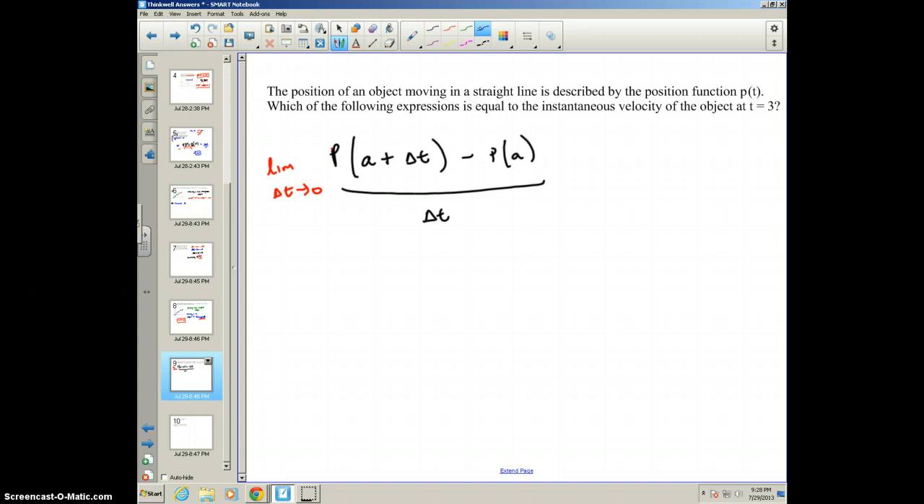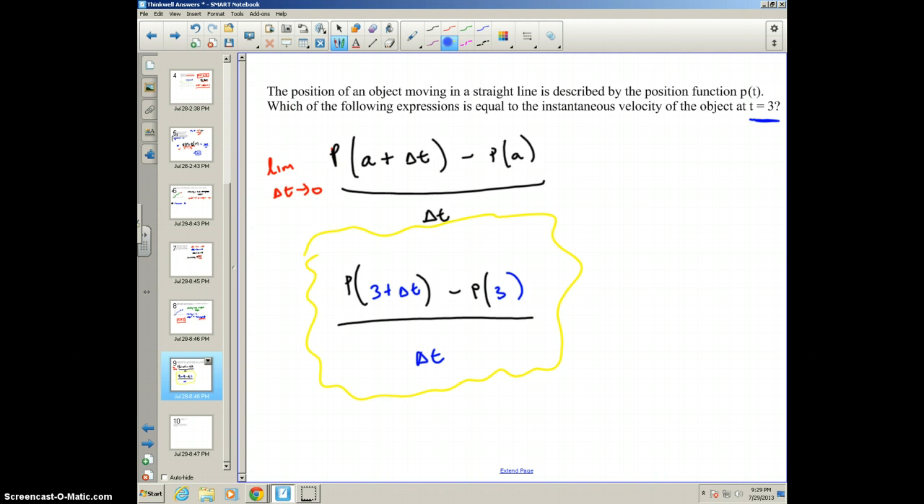And so now we simply just plug in t equals 3 for where we have a. So basically we're going to do p of 3 plus delta t, and then we're going to do minus p of 3, and then we're going to do that over delta t. And that is our answer right there.